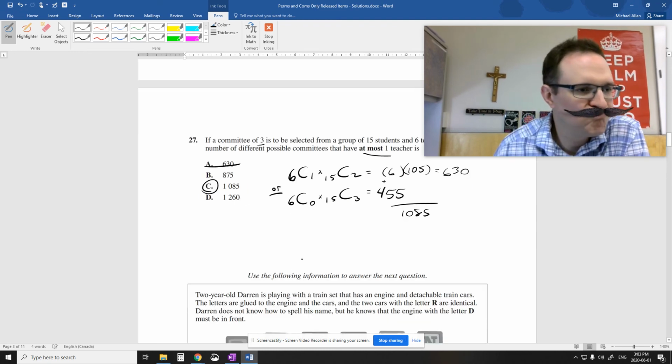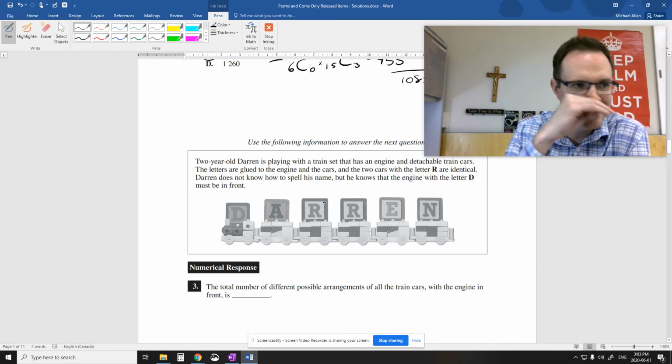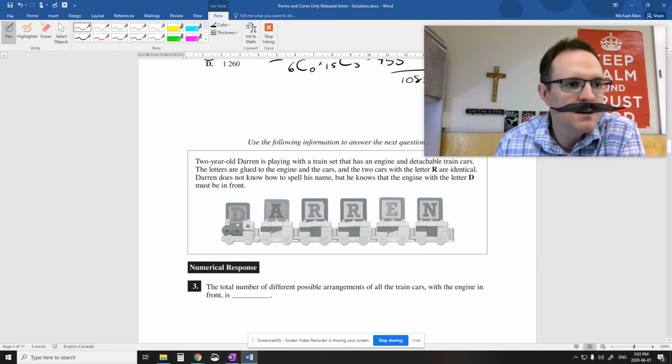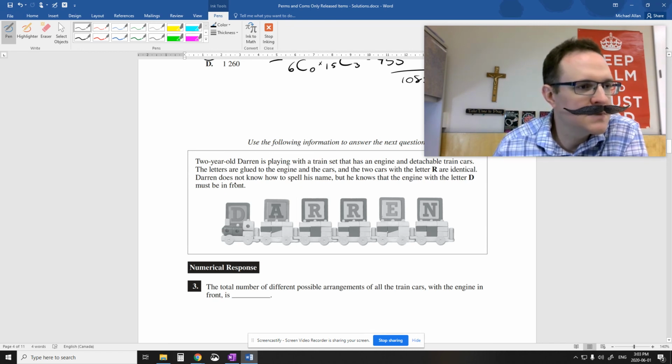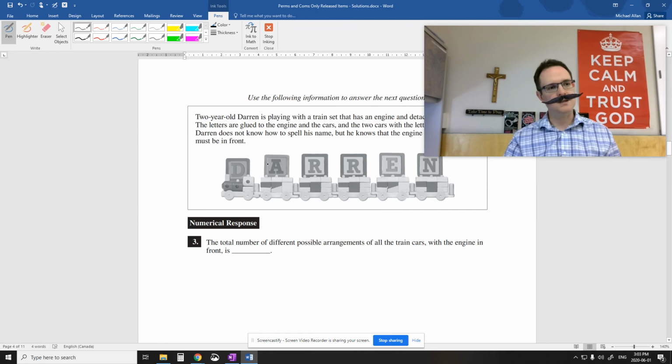Cool. 2-year-old Darren is playing with a train set. Engines are detachable from the cars. Letters are glued so they can't move them. That's good. And there are 2 cars with the letter R that are identical, so Darren doesn't know how to spell his name, which is typical of a 2-year-old, I guess. But he does know the engine has to start at the front. Smart kid. Determine the number of possible arrangements he can have with the engine in the front.